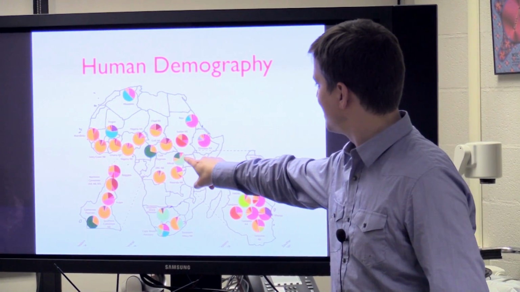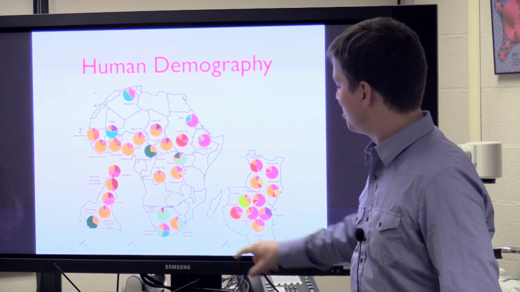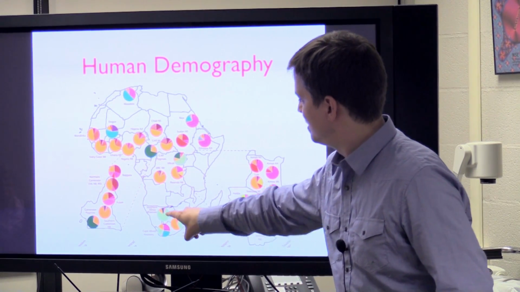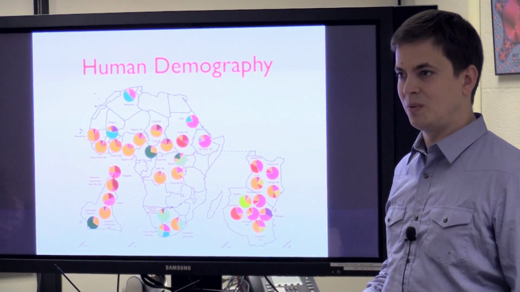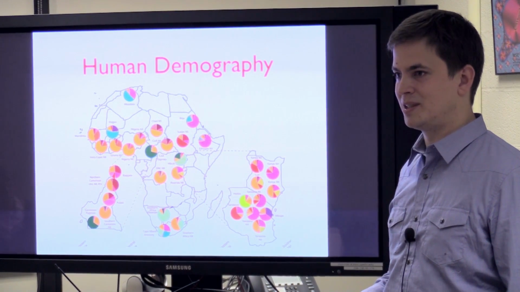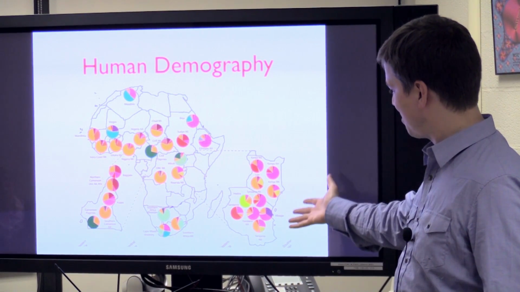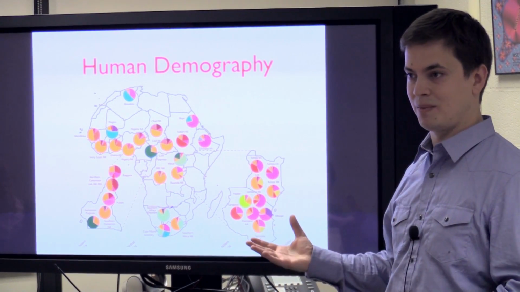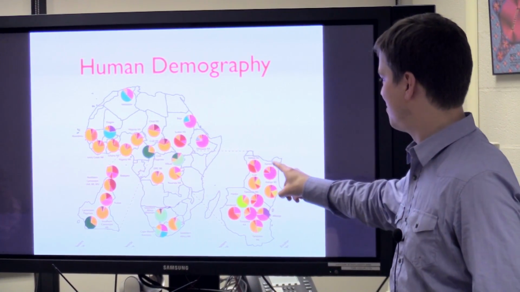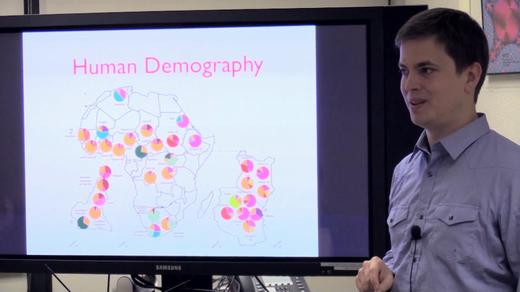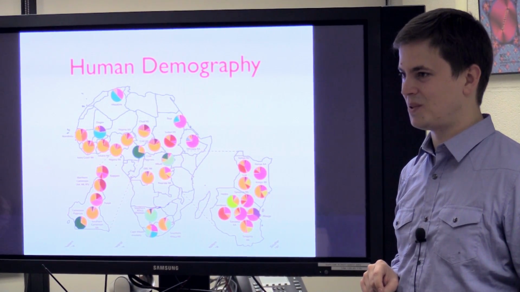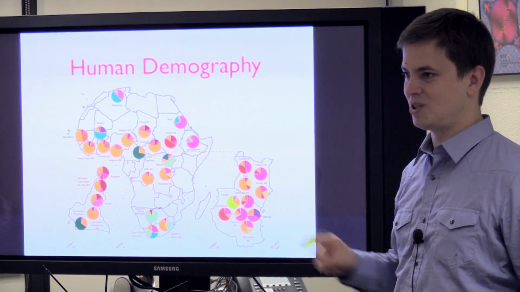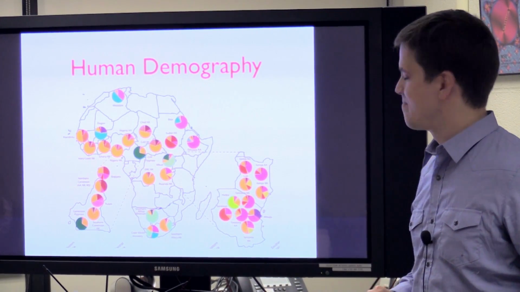There's also more pygmies over here. And similarly, the Khoisan people down in South Africa are really different from the other African populations. But as you can see, none of these populations are totally unique, right? They all have admixture with their neighboring groups, and that's what makes it really difficult to work on humans, because there's so much gene flow between populations.